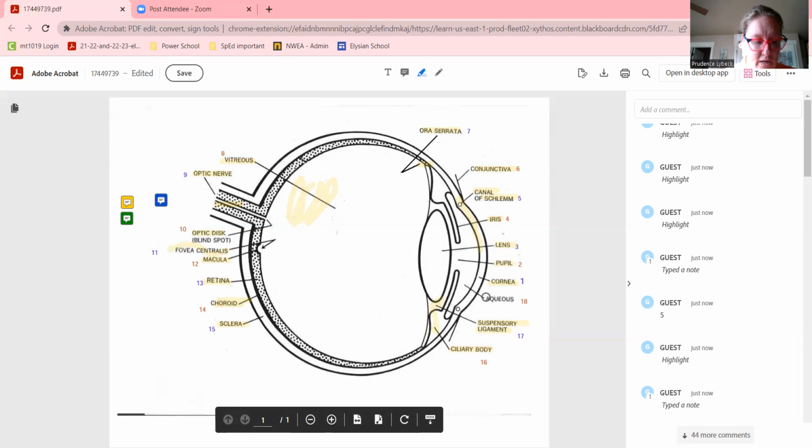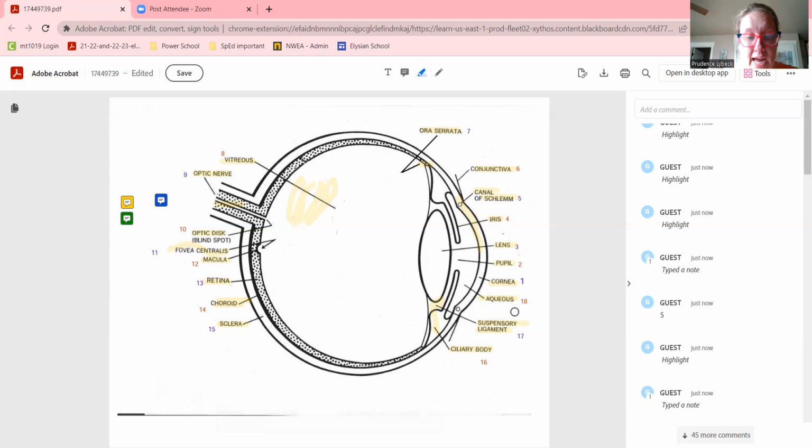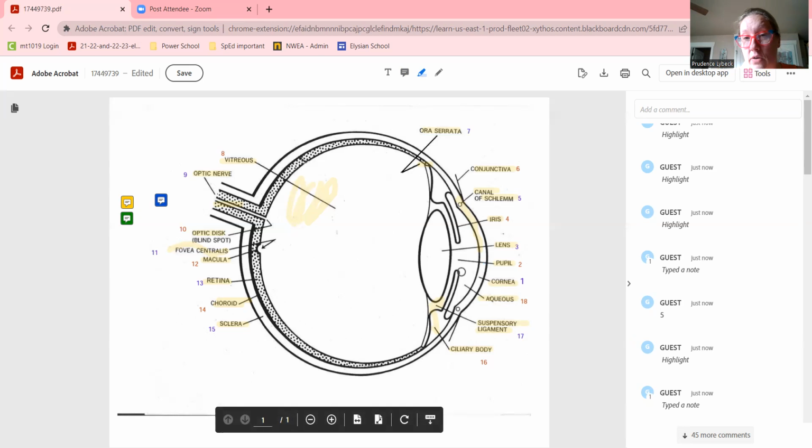Then we have number 18, and number 18 is the aqueous, and that is the watery fluid that fills the anterior chamber of the eye and provides some of the nutrients for the surrounding parts. So that kind of gives some nutrients, and it's the watery part.